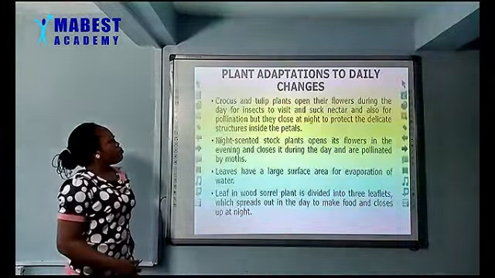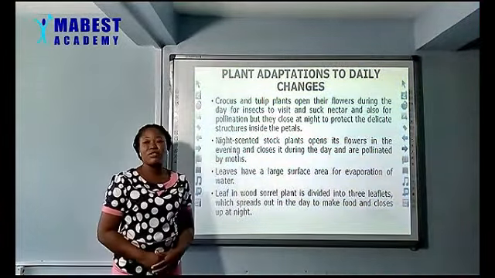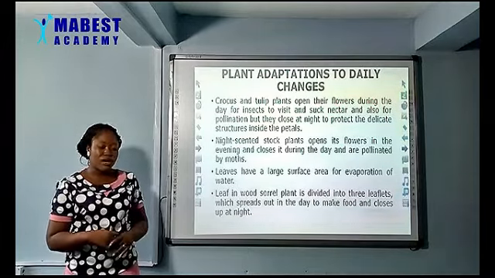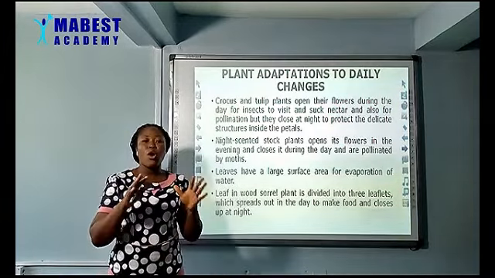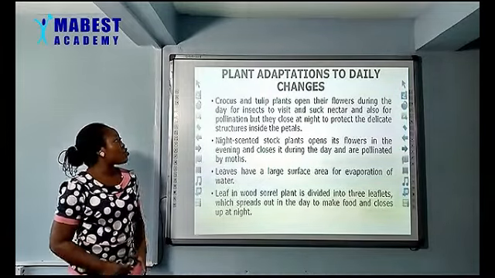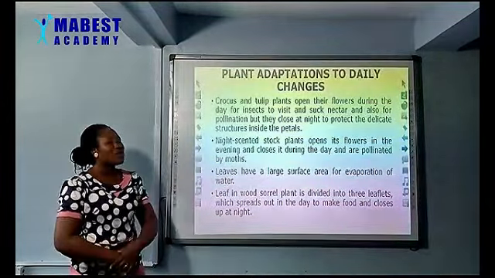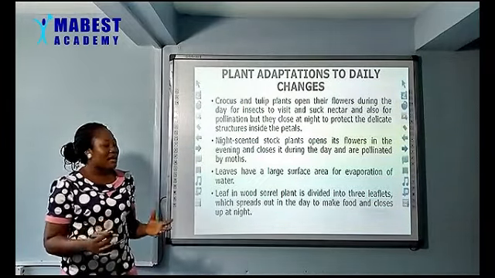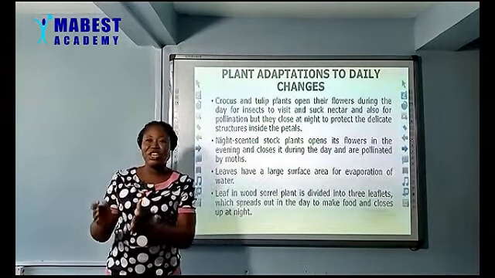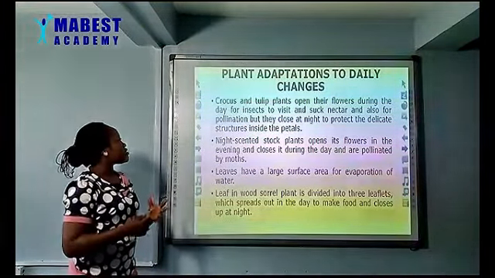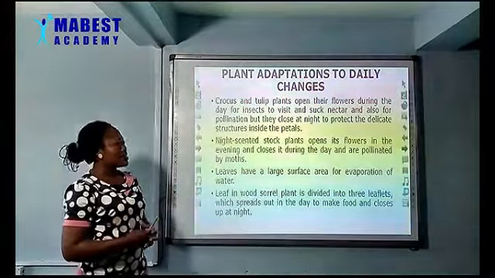Now, we'll be looking at adaptations in some plants and animals, named examples, because we might not be able to talk about all plants and animals on the planet Earth. So we have plant adaptations to daily changes. We'll also be talking about animals' adaptation to daily changes. Now, the first plants we'll be looking at are crocus and tulip plants.